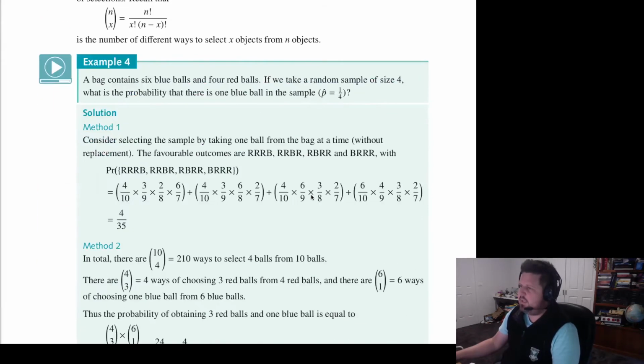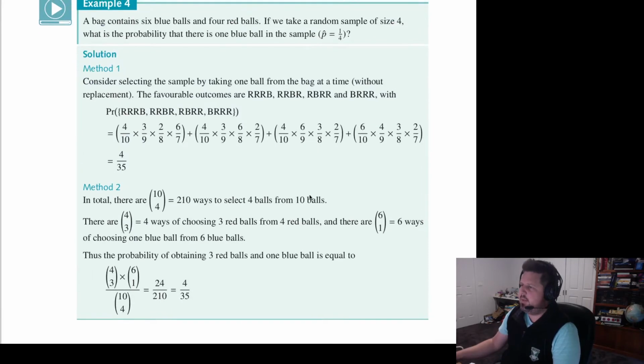So it says here, example number 4: a bag contains 6 blue balls and 4 red balls, which we were speaking about. If we take a random sample of size 4, what is the probability that there is only one blue ball in the sample? So that is P hat equal to a quarter.